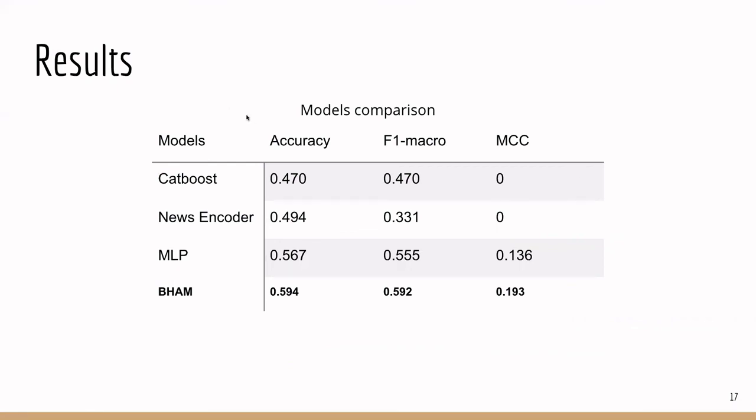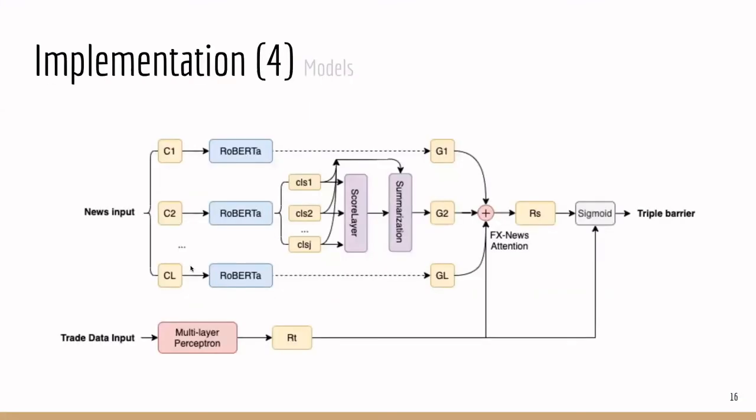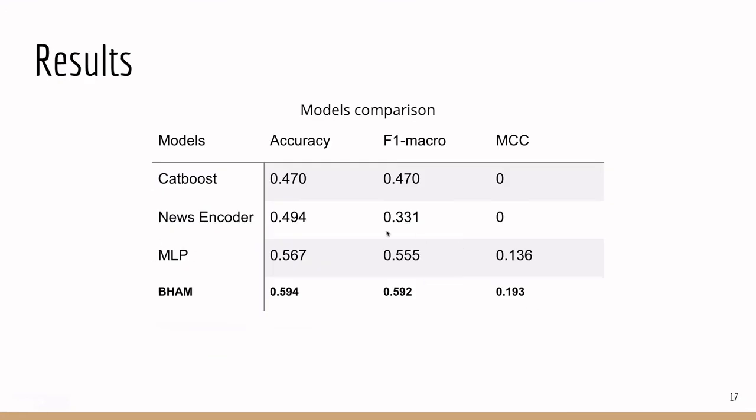The first baseline is a CatBoost that performed not well. And this is the same as the news encoder. So to explain these two baselines, the first one just uses the prices and has no news. The second baseline only uses the news. As we can see, those two baselines don't perform very well. The MLP, this multi-layer perceptron, is used on its own to try to predict the label.